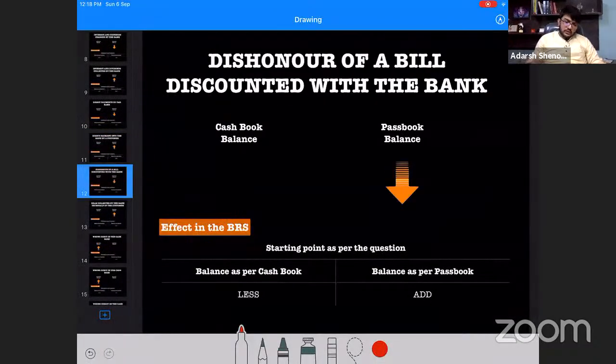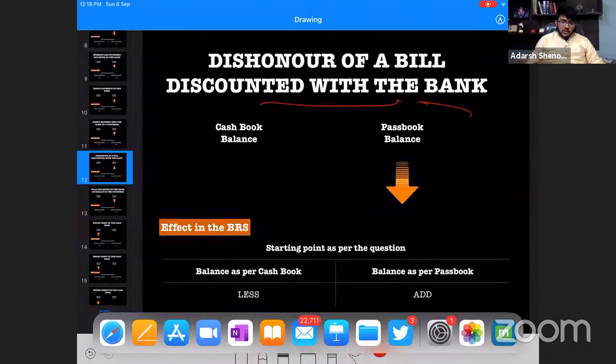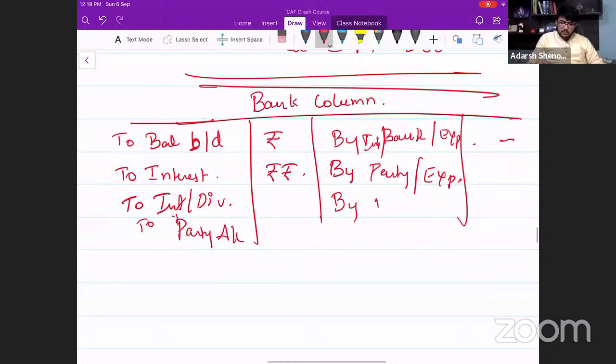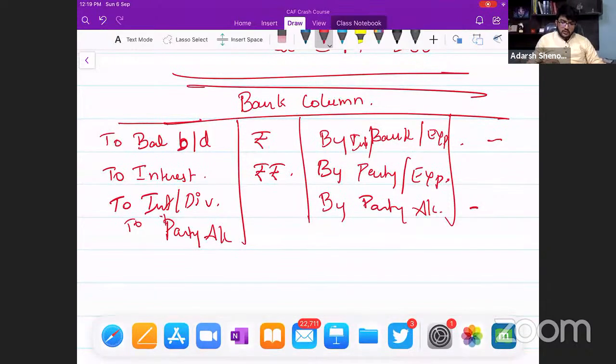Dishonor of a bill discounted with the bank. Should you record this? Yes, this is also to be recorded. What should you do about this? The banker has taken money from your account, or has he put money into your account? Yes, it's being taken from your account. Whenever there's a bill dishonor, you will recover that from the party. I will discuss the entries in bill of exchange, but it is the entries by party account. We have to write it over here. The bank balance has come down, Suraj. It is to be recorded in the books, even in that case.